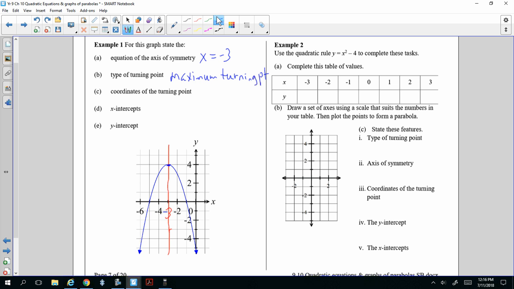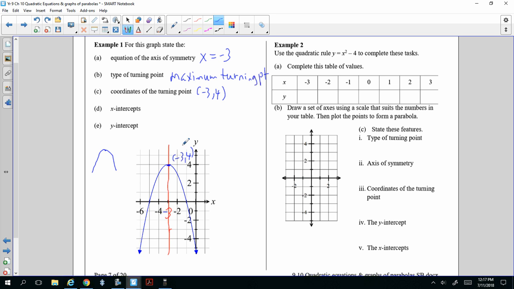All right, coordinates of the turning point. What are the coordinates of that point? That's going to be -3, 4. Okay, so that's called the turning point, right? At that point, it turns around. That's why it's called turning point. Because it's the highest. It's like a mountain, the peak. This is the highest point. It's turning, and that point is the highest.